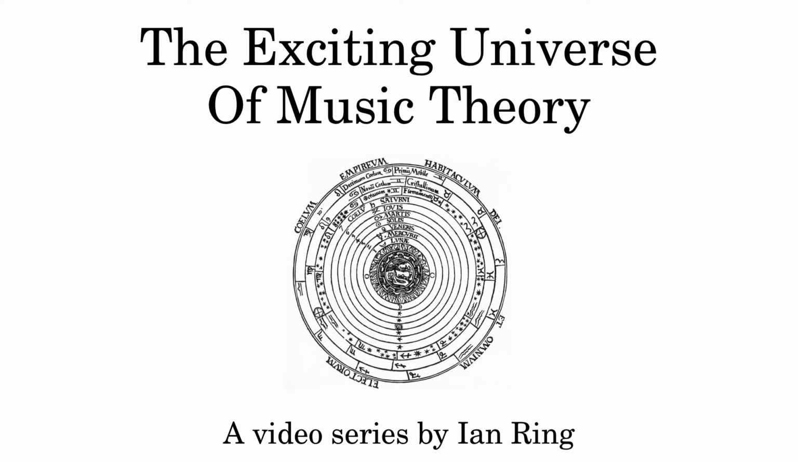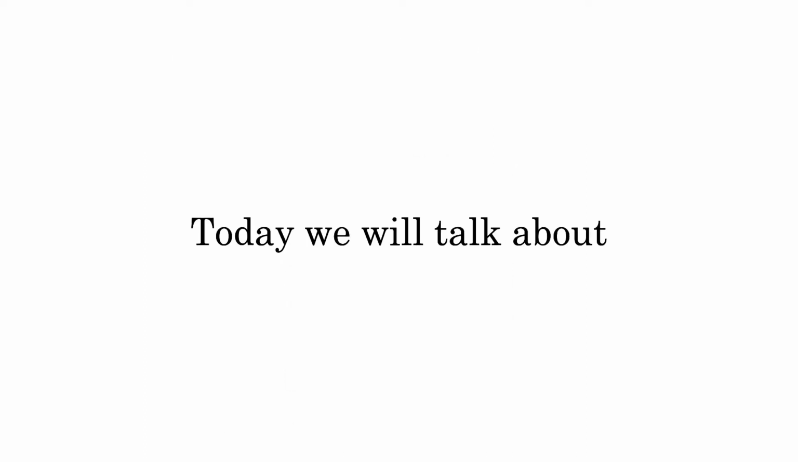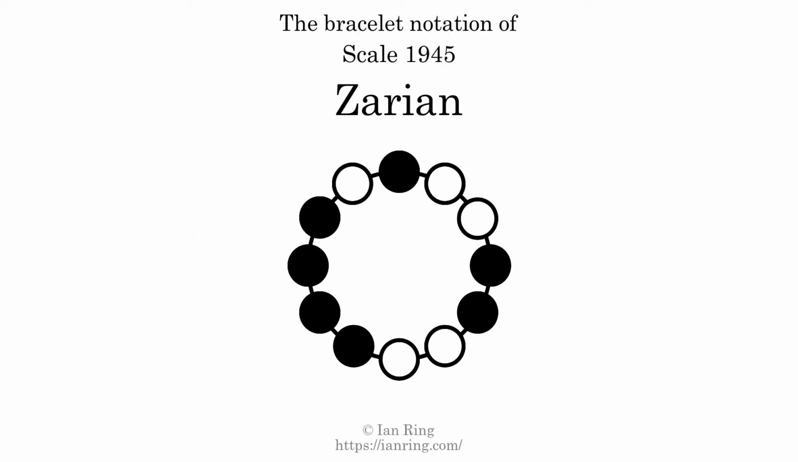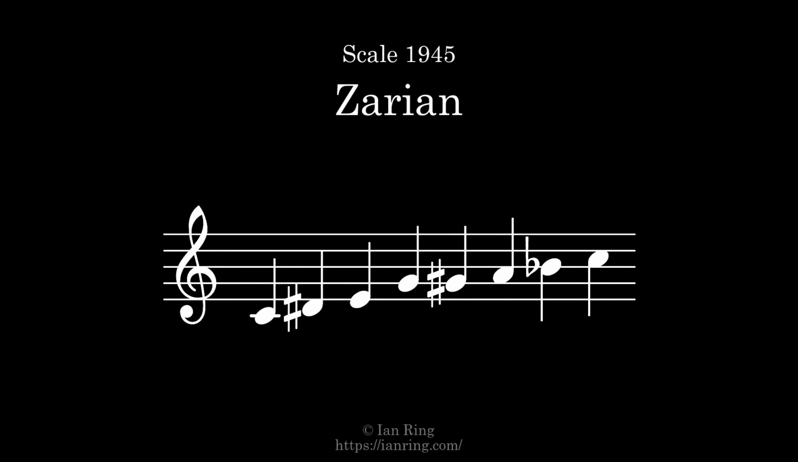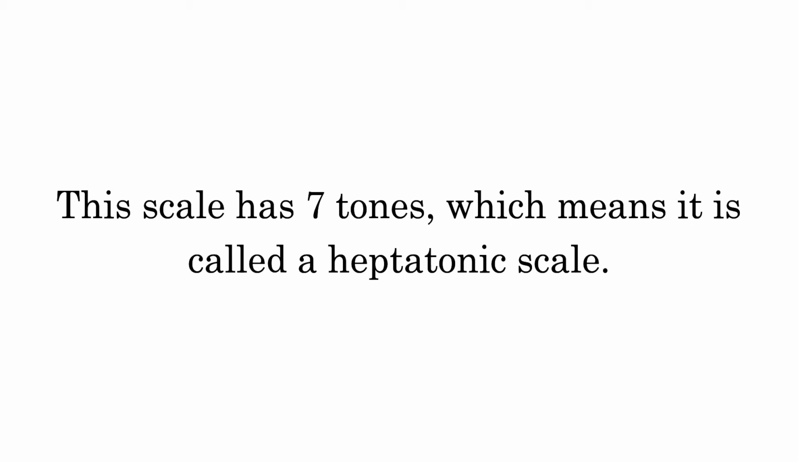Welcome to the exciting universe of music theory. Are you ready to learn? Then let's begin. Today we will talk about scale 1945, Zarian, which sounds like this. This scale has 7 tones, which means it is called a heptatonic scale.